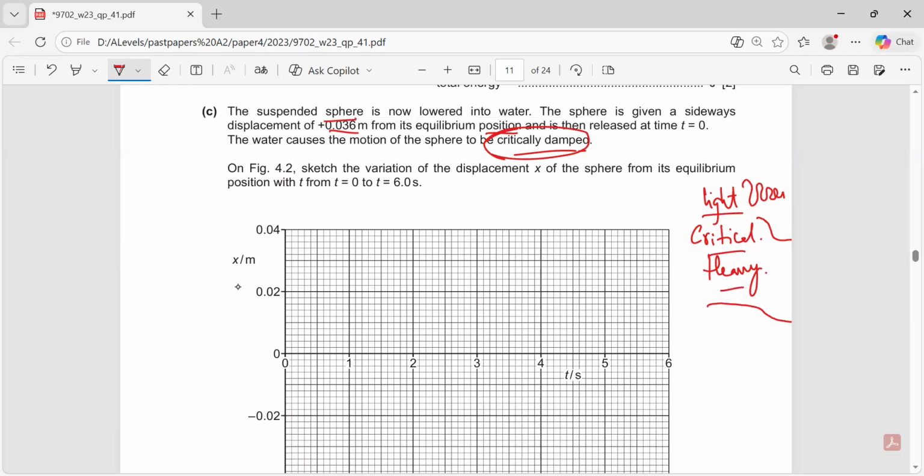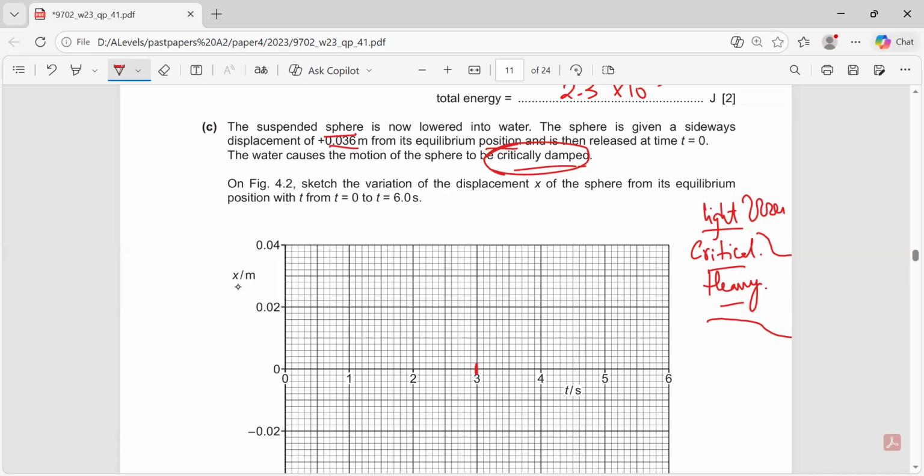So let's see how this will begin. We know we have an oscillation amplitude, and the time period of oscillation is 3. Before 3, we have to bring it to zero. And what will the amplitude be? 0.36. 0.36 is somewhere here: 0.02, 0.03, 0.032, 0.034, 0.036. So probably it will be drawn in this way.